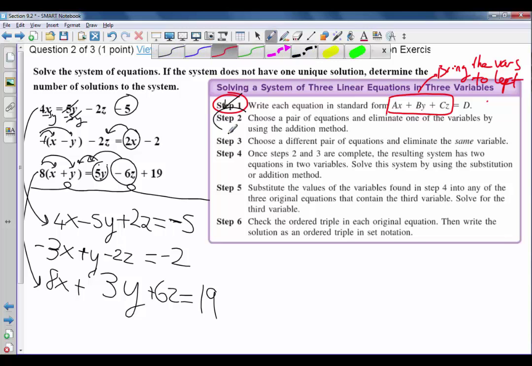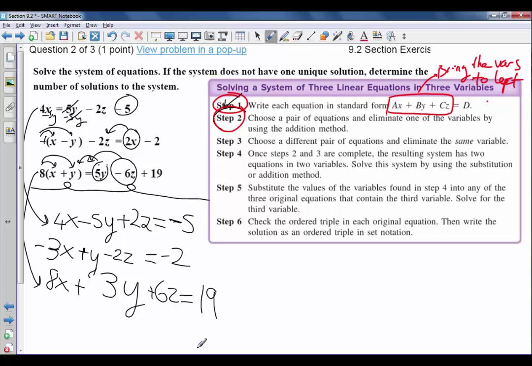Different color. Let's read. Choose a pair of equations. There are 3 equations here. You're going to choose any two. Any two. And eliminate one of the variables of your choice by the addition method. Eliminate one of the variables, any variable you don't like, needs to go by the addition method. Okay? Is it clear what it says?